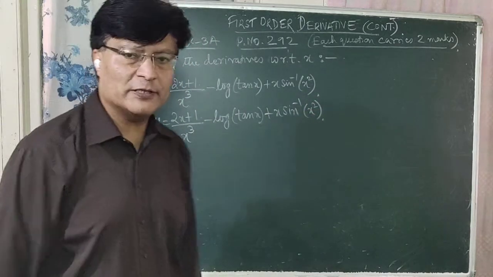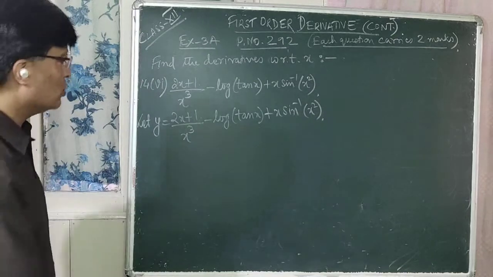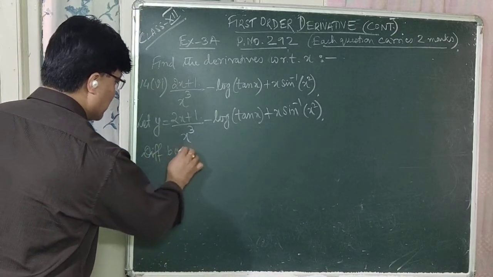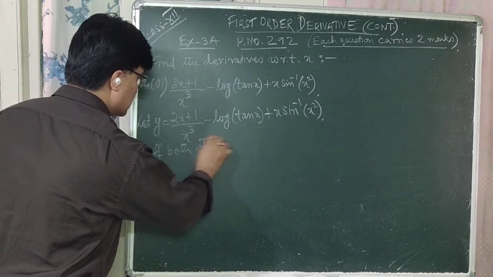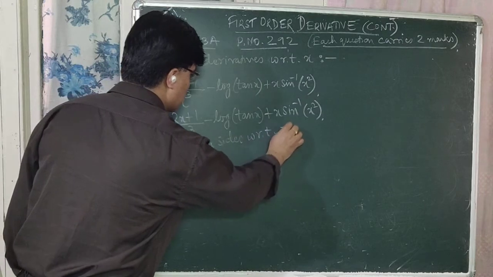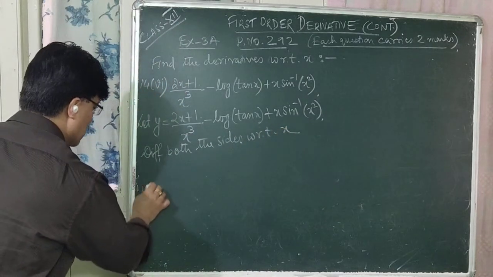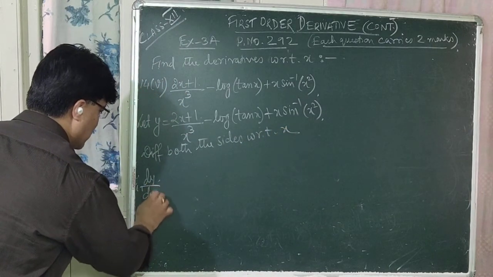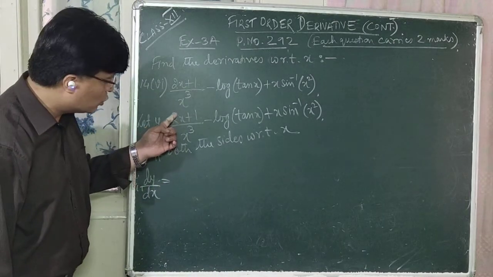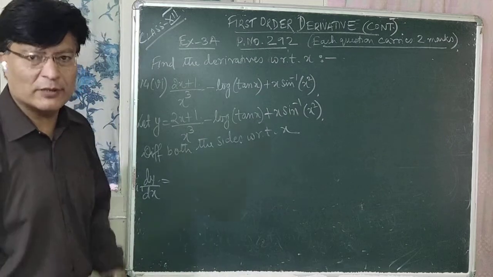So let us differentiate both the sides with respect to x. You have to write down differentiating both the sides with respect to x, right? So therefore it is dy by dx is equal to, now in the first term you have to use u by v rule. You know u by v rule, isn't it?